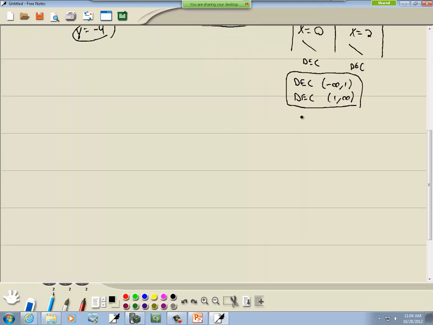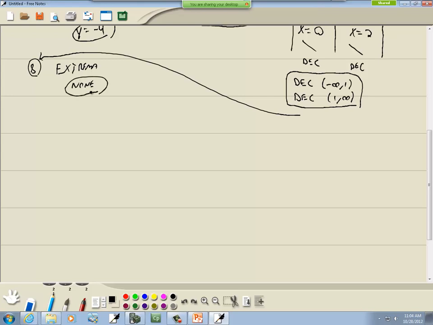Okay. Our eighth item we're finding, the extrema. Well, it doesn't even change from increasing, decreasing, but even if it did, we can't have a relative min, relative max where the graph is undefined.